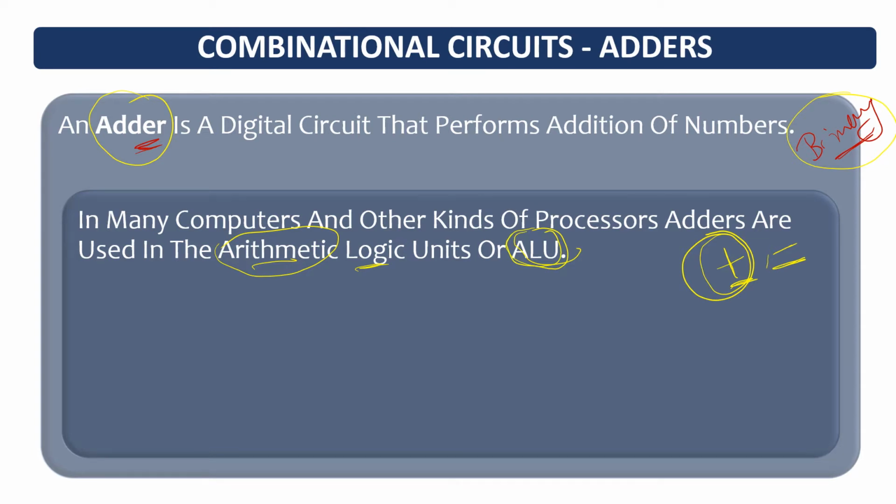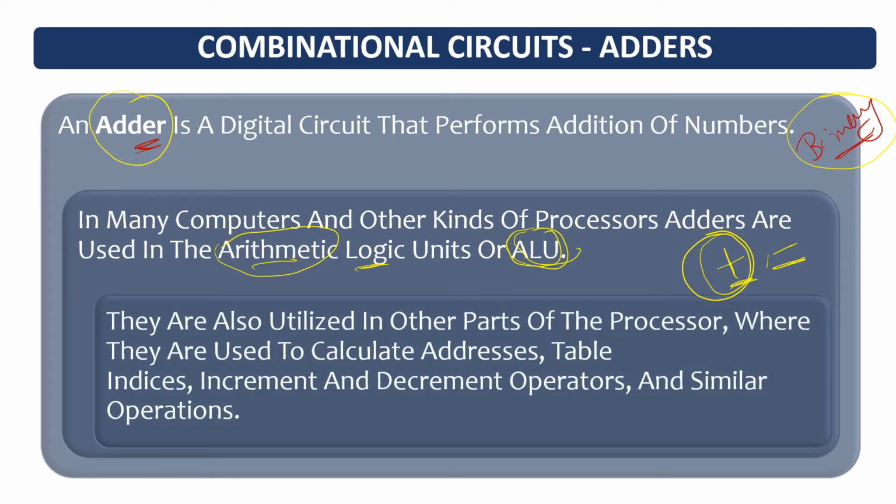Got it? Okay, so the last point, they are also utilized in other parts of processor where they are used to calculate addresses. Very important thing, to calculate the addresses. Also it is used to calculate the table indices, and it performs increment and decrement operations, and also many other operations are performed by the adder. Here we need to understand why we require these, what type of operations are these? Calculating address, what are table indices, why increment and decrement operations?